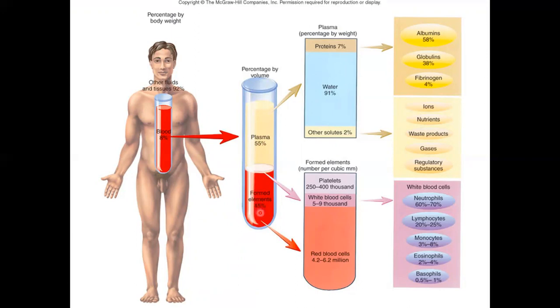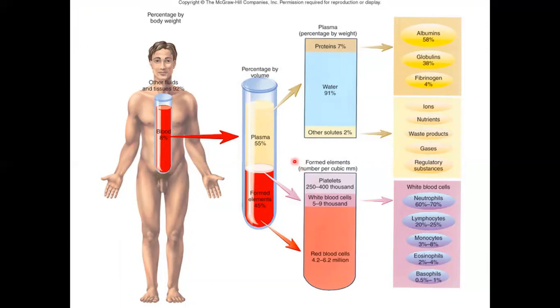And so when we look at blood, and it's separated, the formed elements make up 45% of the blood, and then plasma makes up 55%. All right, take a look at formed elements. What are they? Red blood cells make up a huge amount of that, then white blood cells and platelets.